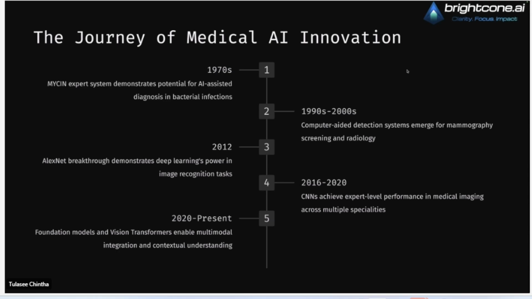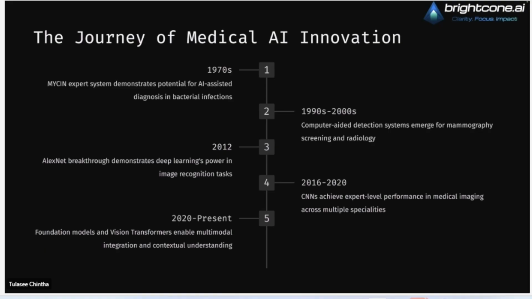So here you can see the journey of medical AI innovation. In the early 1970s, as we have mentioned before, we only had MYCIN. It is basically an expert system for potential AI-assisted diagnosis. As I mentioned before, if it sees that thing, it is able to give the answer, like bacterial infections and all these things. They relied on if-then rules, you can say if-else rules.